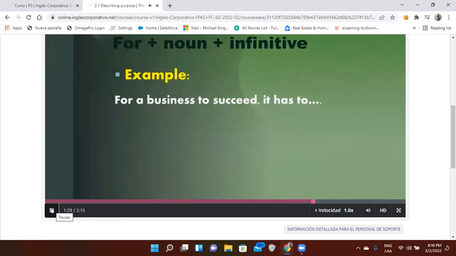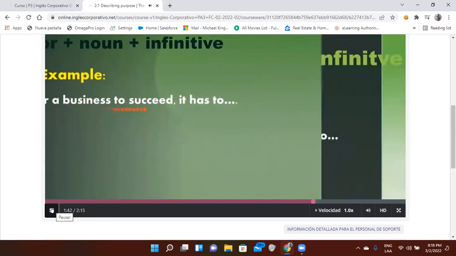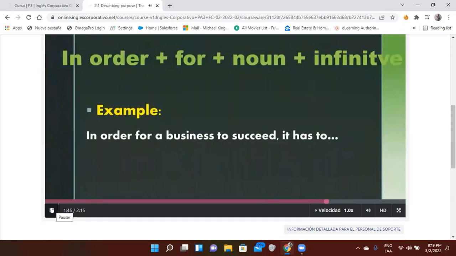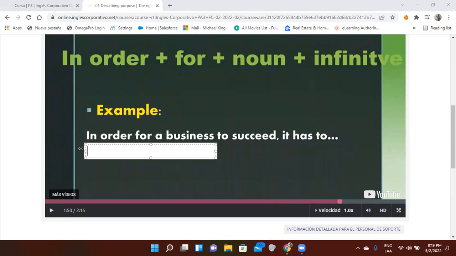For plus noun plus infinitive. For a business to succeed, it has to. Or in order plus for plus noun plus infinitive. In order for a business to succeed, it has to. Or you can say, in order for you to learn English, you have to practice.